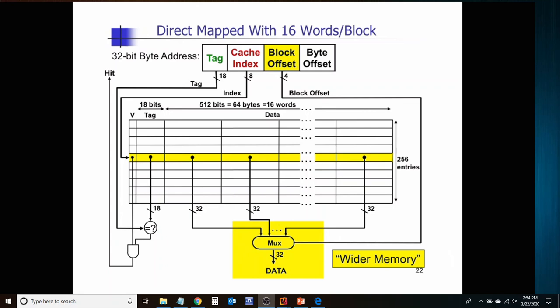The block size in this example is 16 words per block. So we have, let's say this is block 0, block 1, block 2, and so on. And at each block, if you can see, right now we have 16 words that are present at each block, and so on.